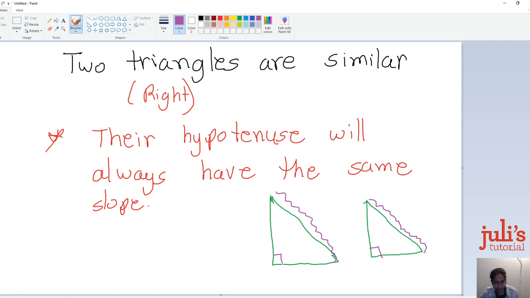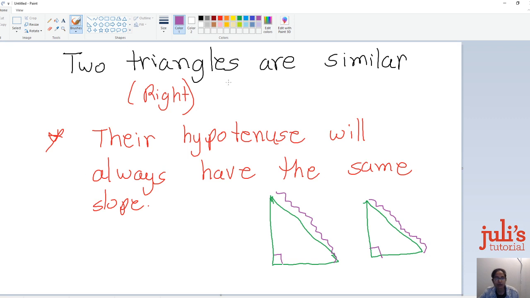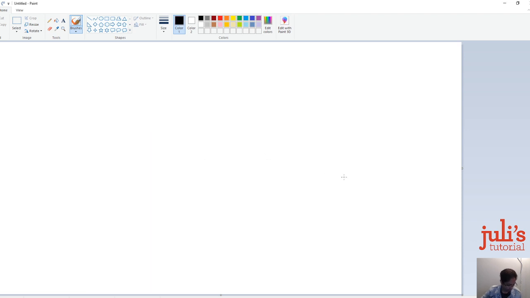Now, if I look at this question, which sentence explains the slope of AB? AB and BC are the hypotenuses of these two triangles. So I'm going to draw these two triangles right side up. I'll pull up the picture on my iPad that Shuchi just sent. So hopefully you got that down. If not, go back.